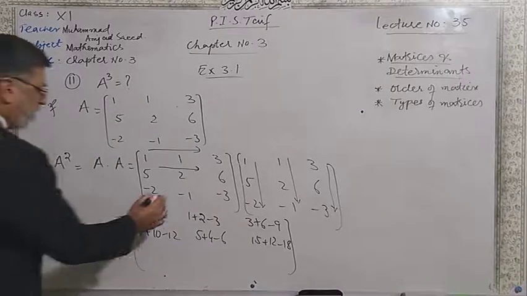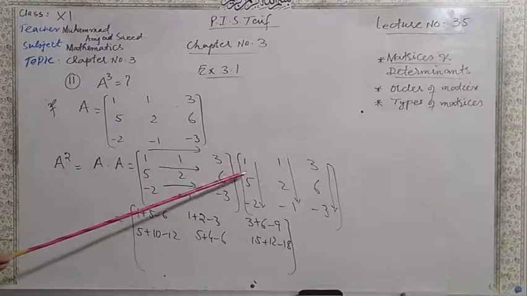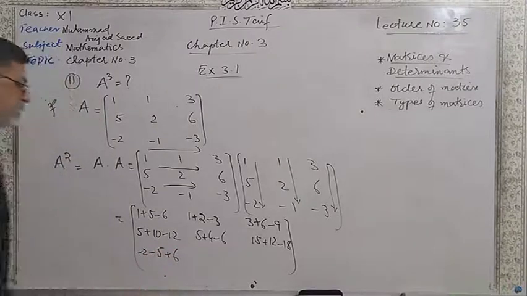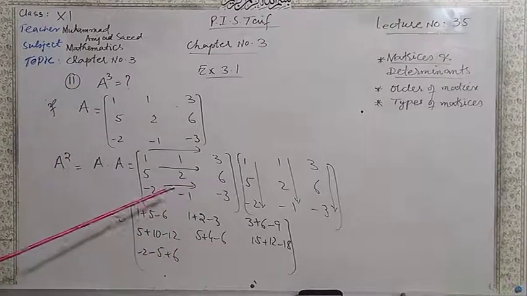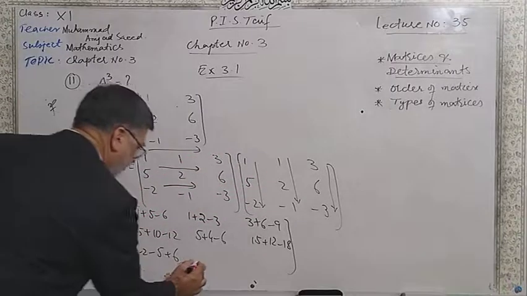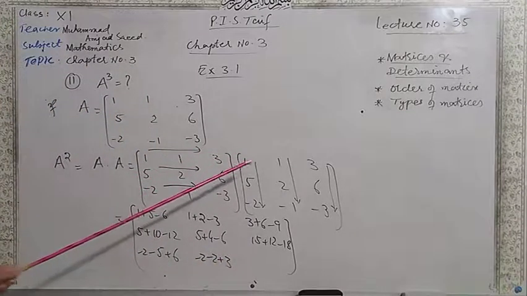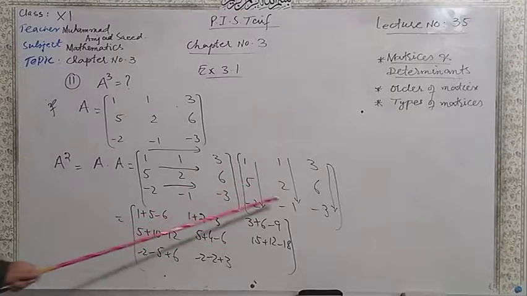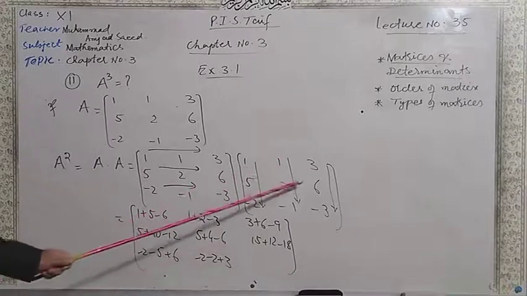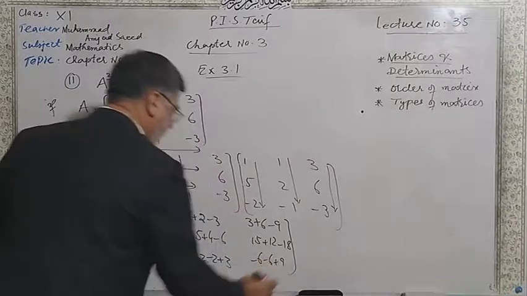Then the term of third row. Minus 2 minus 5 plus 6. Then minus 2 plus 3. First into first, minus 2, plus second into second, minus 2 plus 3. Then minus 2 into 3 is minus 6 plus 9.